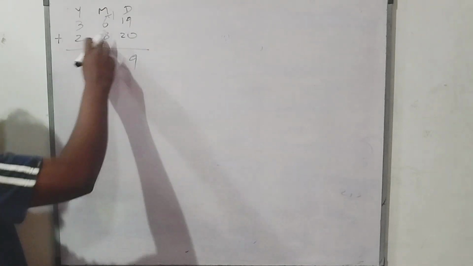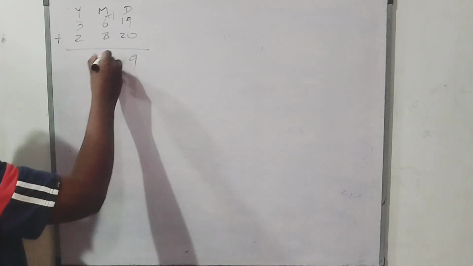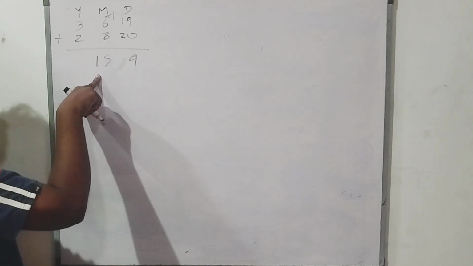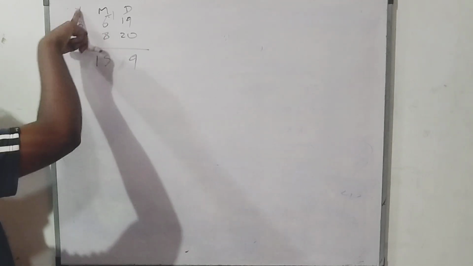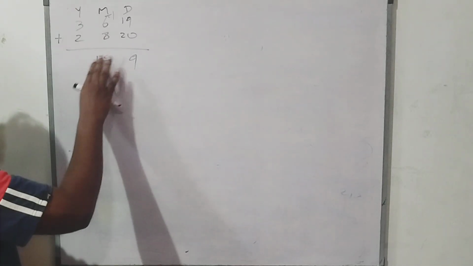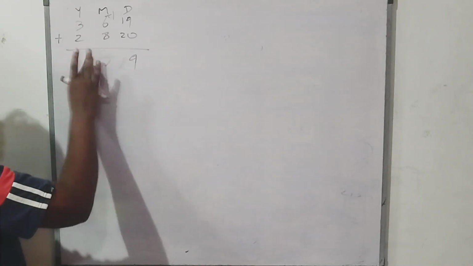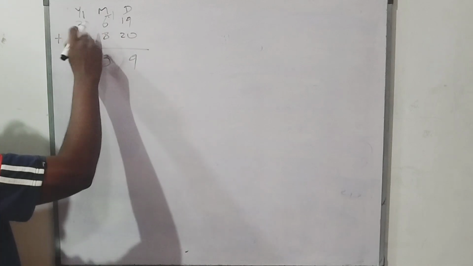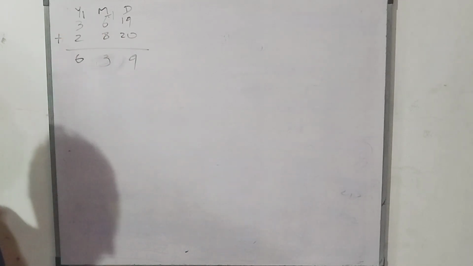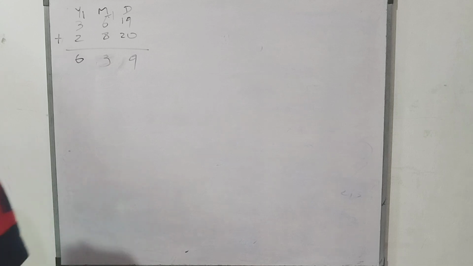So 6 plus 1 is 7. 7 plus 8, you'll get the answer 15. Are you keeping 15 here? No, because you have to send 12 months to here, so that it will become 1 year. So from 15, if you subtract 12, you get the answer here 3. And 12 goes up, which is 1. 3 plus 1, 4. 4 plus 2, 6. The answer is 6 years, 3 months and 9 days.